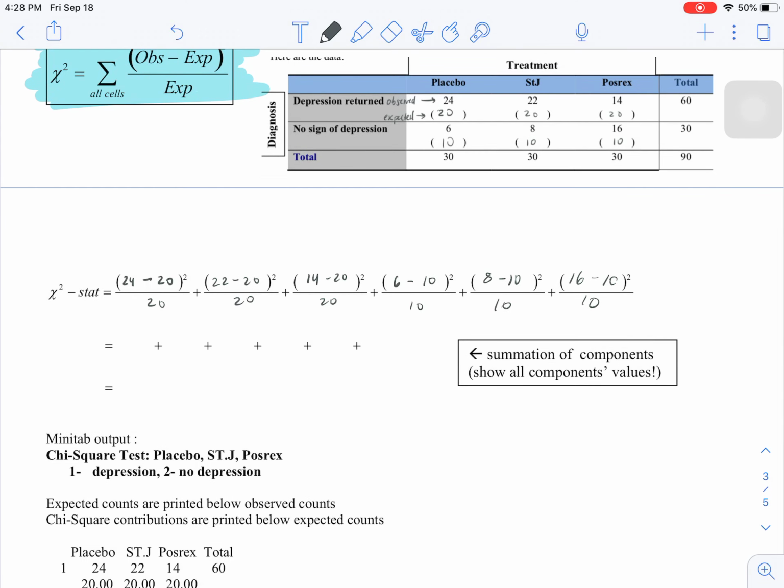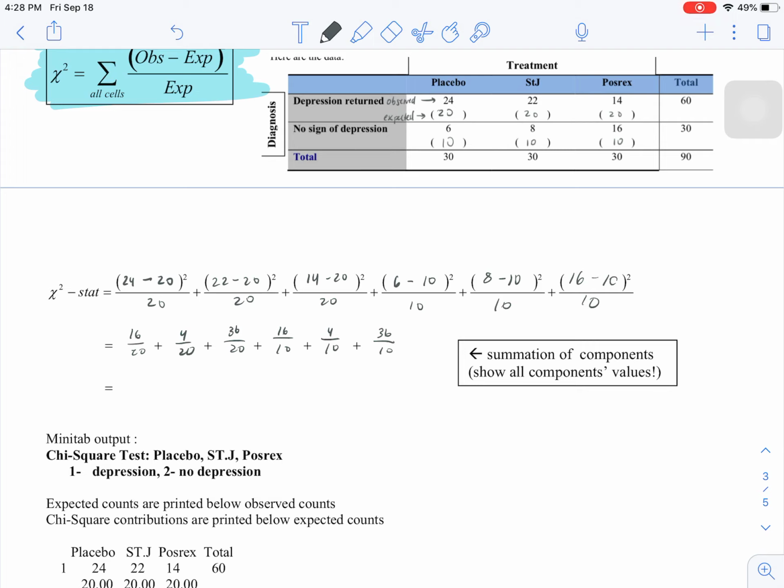Okay, so now I'll just simplify these a bit. 24 minus 20 is 4. 4 squared is 16 divided by 20. 22 minus 20 is 2. 2 squared is 4 over 20. This would be 36 over 20. 16 over 20. Nope, 16 over 10. 4 over 10. And 36 over 10.